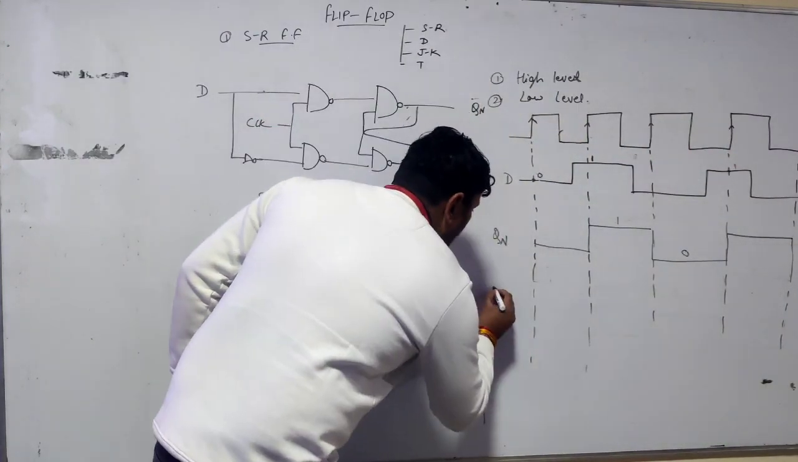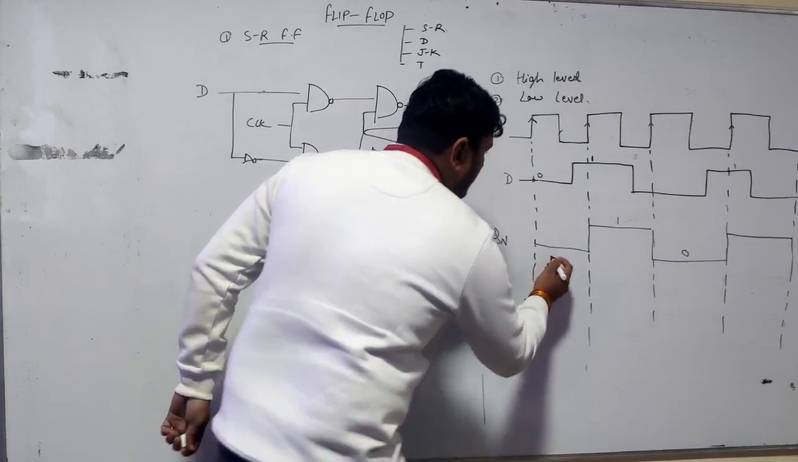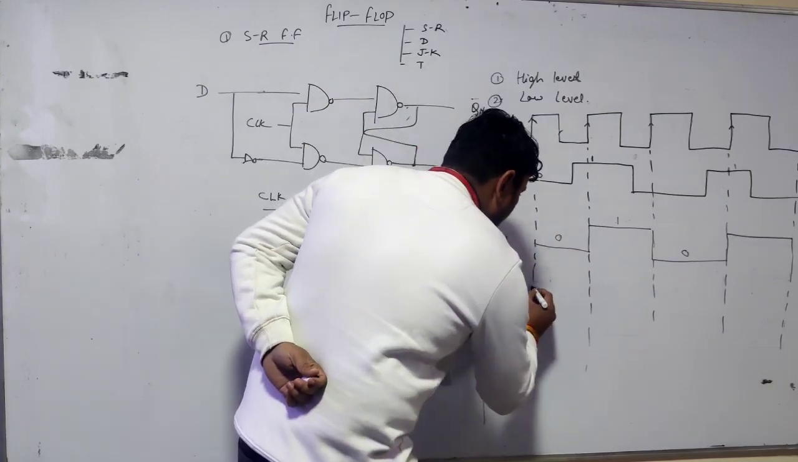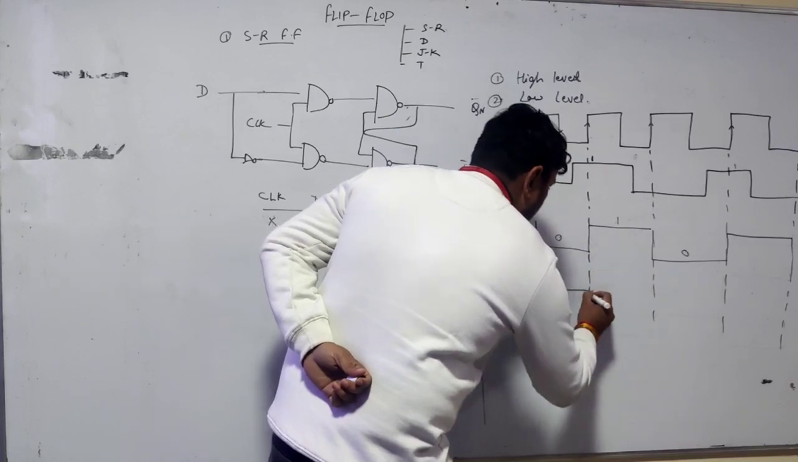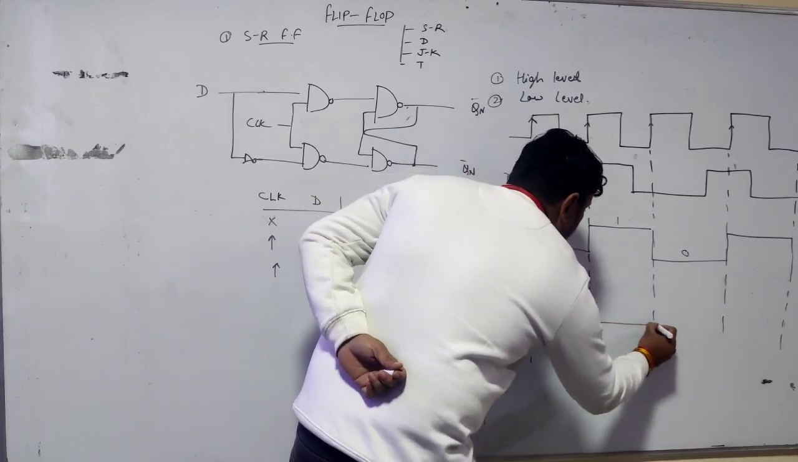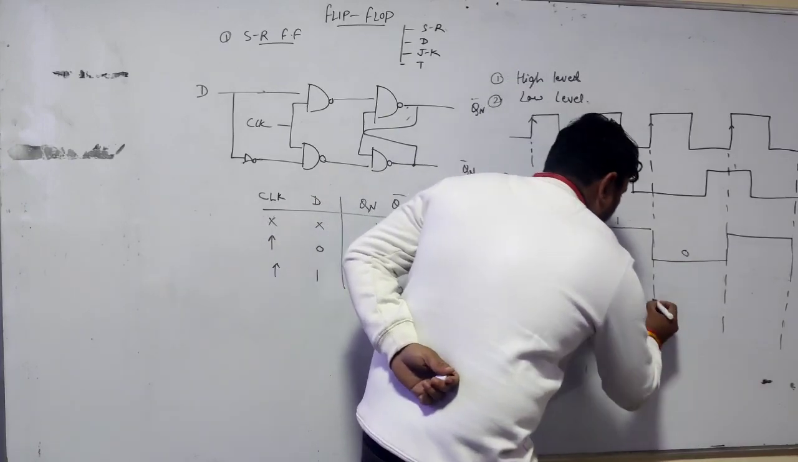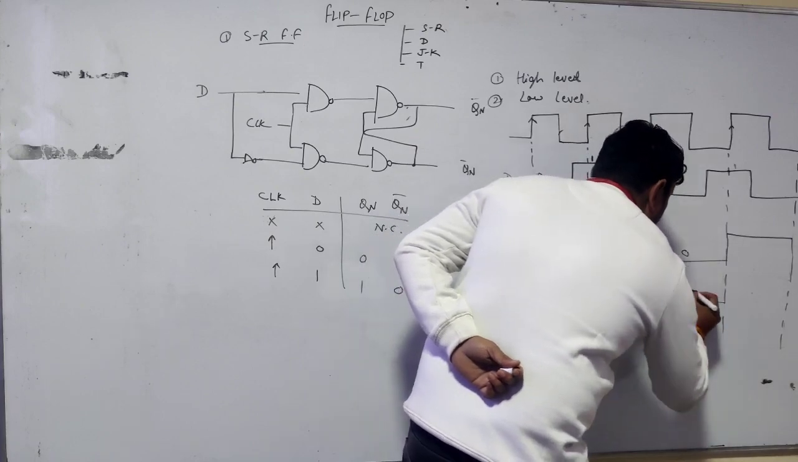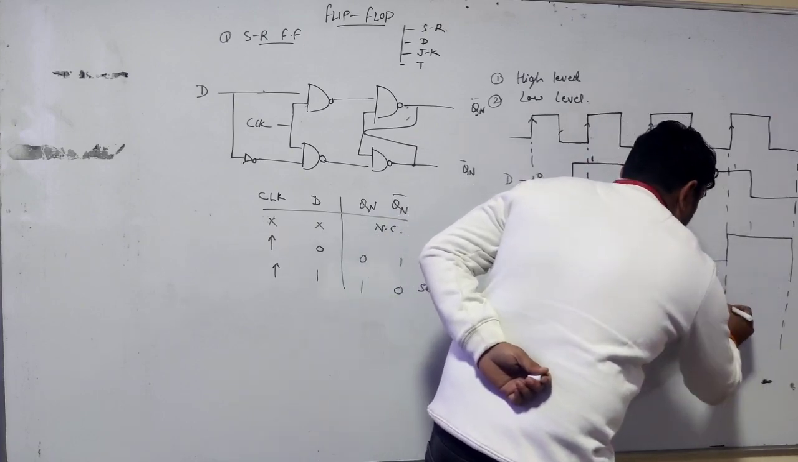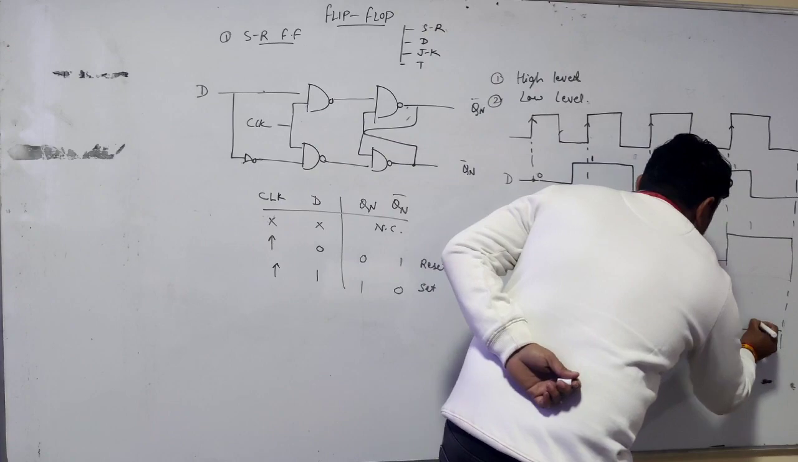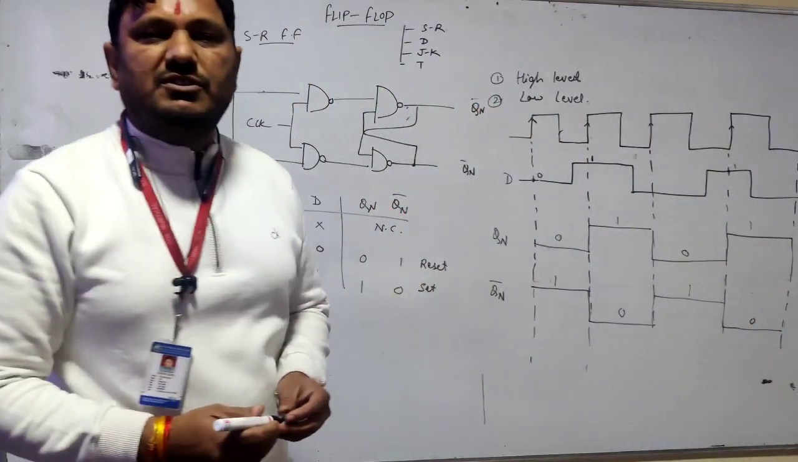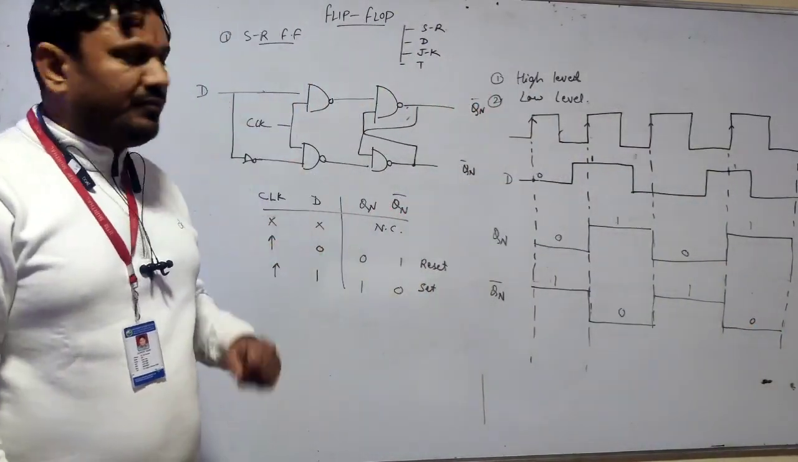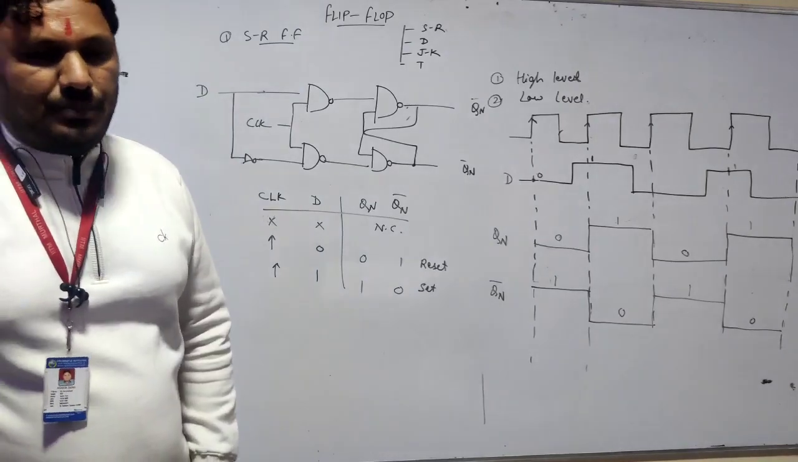And for Q1 bar, just the opposite of this: 1, 0, 1 and 0, right? This is about the data flip-flop, or you can say D flip-flop. Thank you.